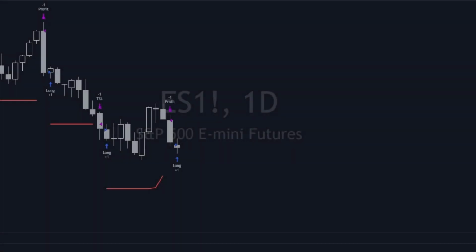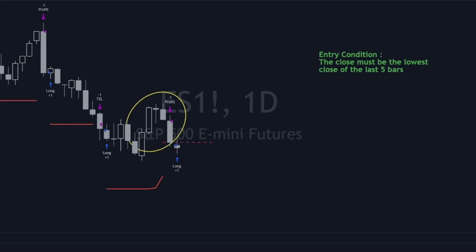Now this strategy is very simple. There is only one entry condition, and that is that the close must be the lowest close of the last 5 bars. Now here we can see that the close on this bar was the lowest close of the last 5 bars. And so as the condition has been satisfied, we can go long at the opening of the next bar.